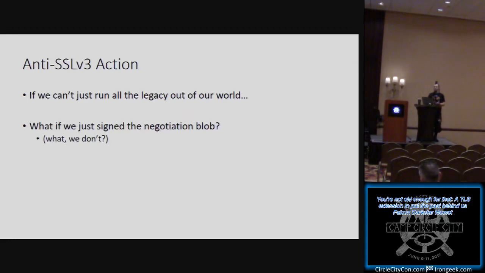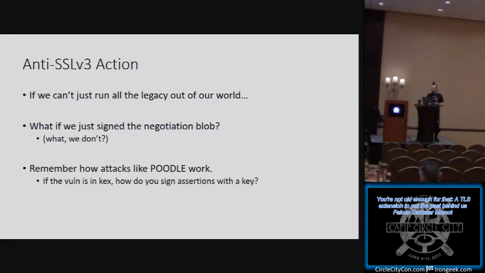It may be possible to do this sort of thing piecemeal, but that would interfere with things like the possibility of supporting DSA, RSA, and elliptic curve in your TLS certificate. So we don't just sign the negotiation blob, and we can't, and that solution wouldn't work anyway, and it is far too deep and buried into the extensibility machine to actually be reliable. So, remembering how attacks like Poodle work, if the vuln is in key exchange, how do you sign assertions with a key? You just don't.